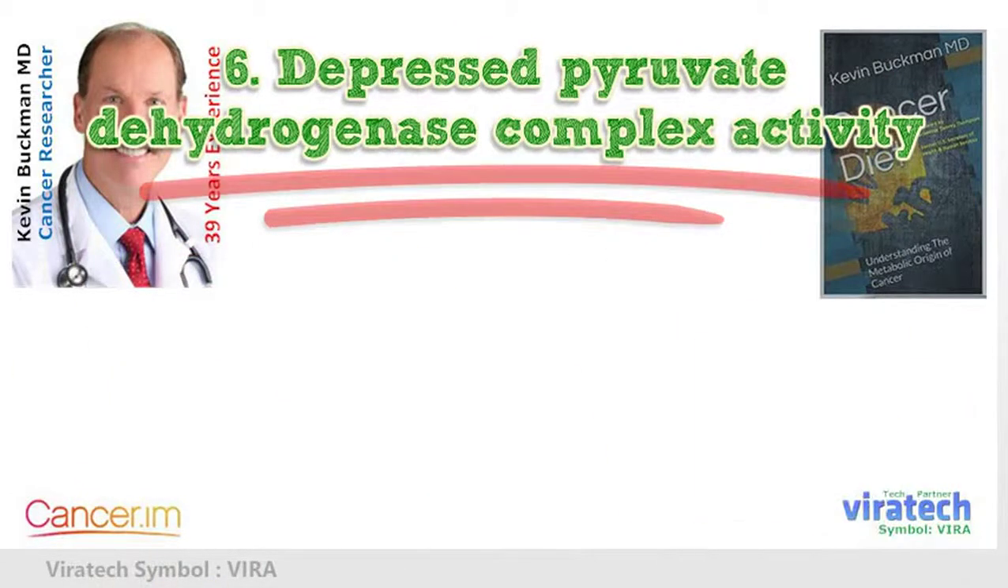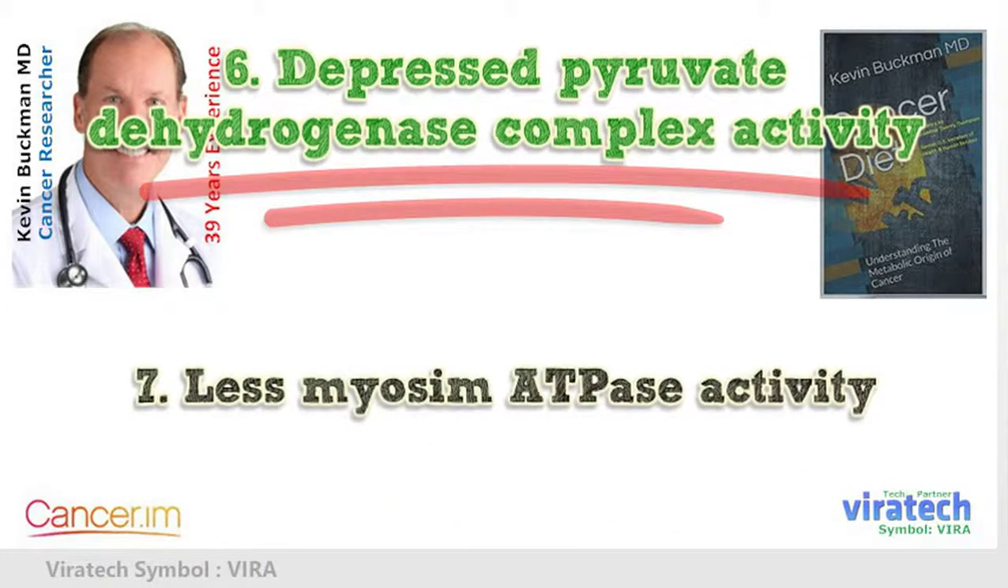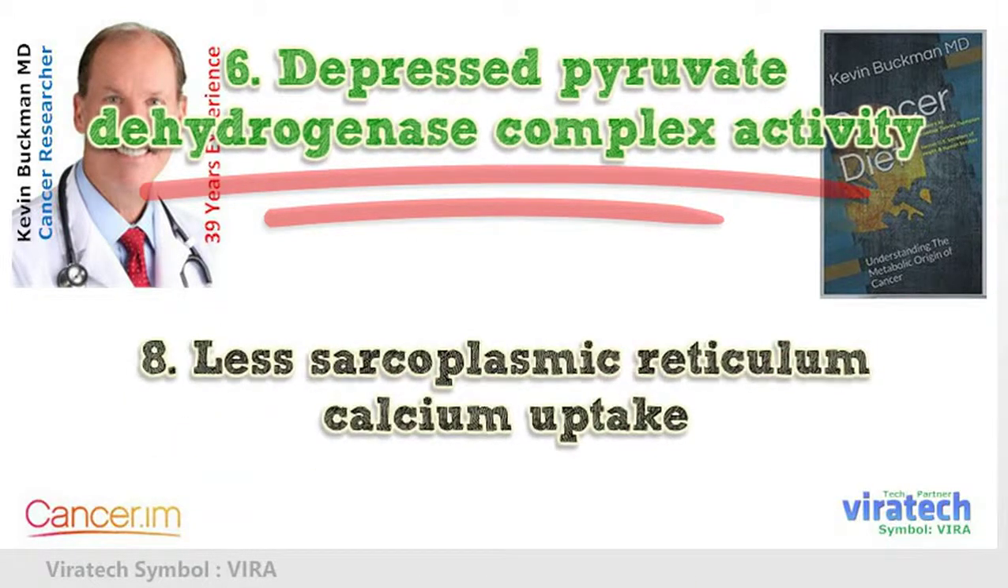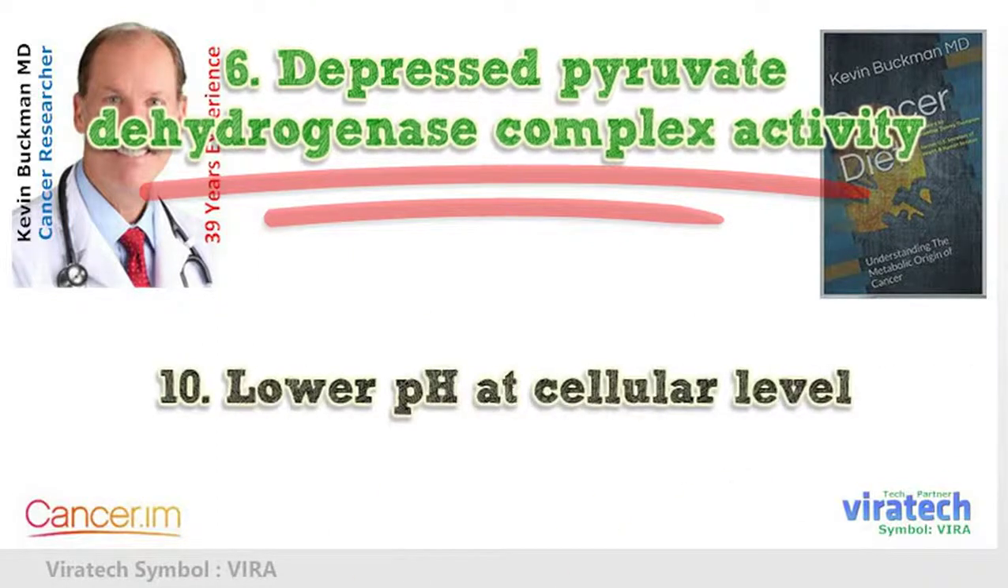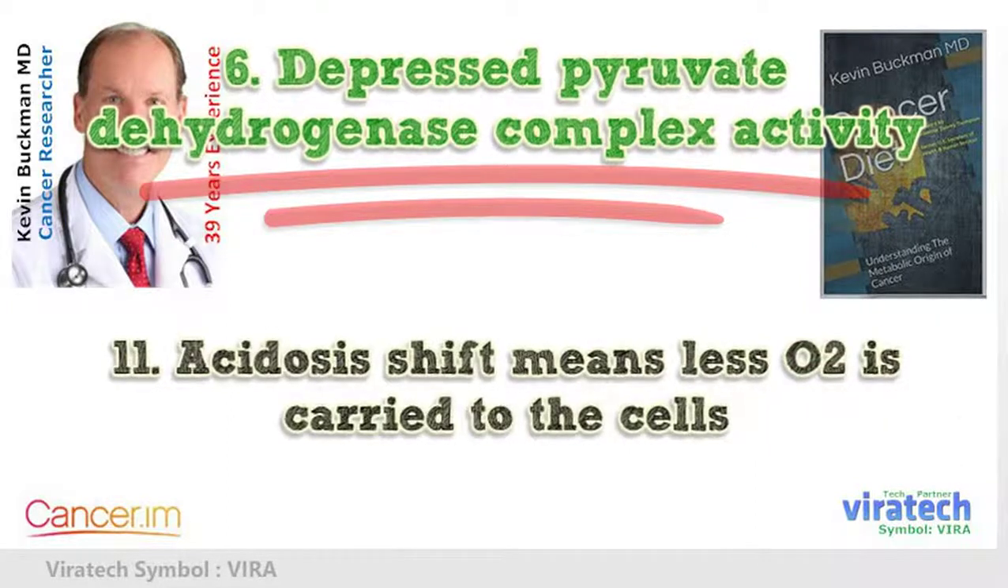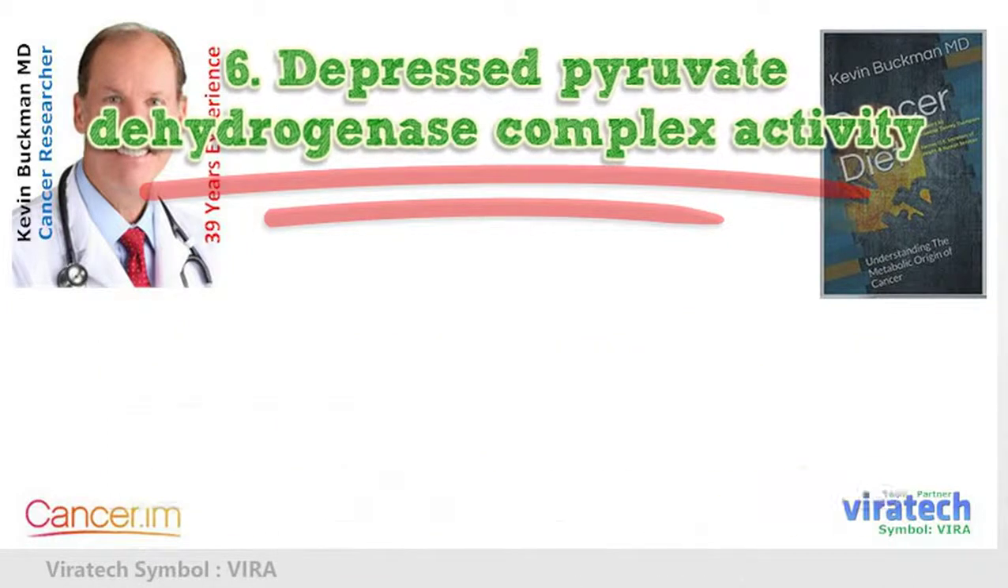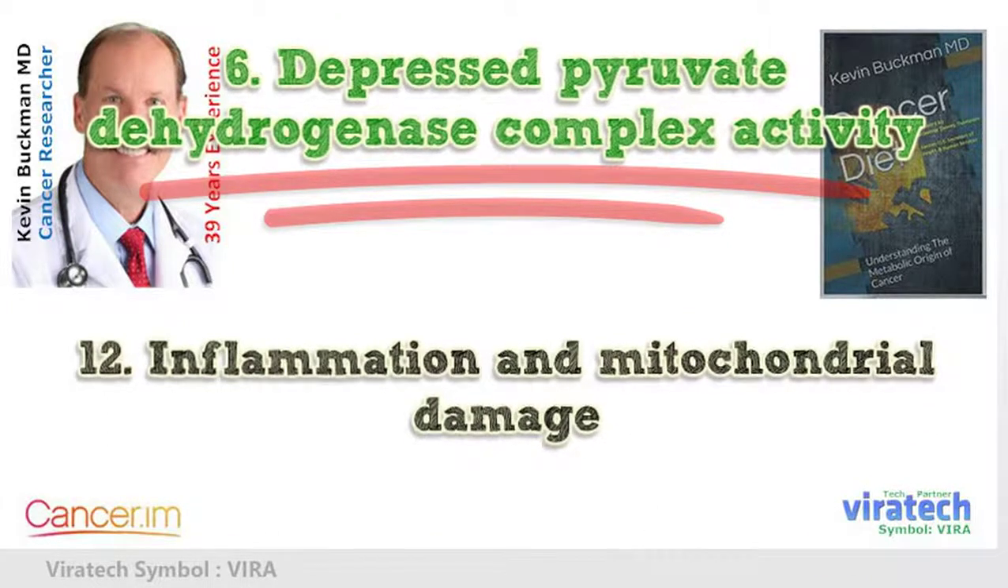6. Depressed pyruvate dehydrogenase complex activity. 7. Less myosin ATPase activity. 8. Less sarcoplasmic reticulum calcium uptake. 9. Degradation of membrane enzymes needed for cellular activity. 10. Lower pH at cellular level. 11. Acidosis shift means less O2 is carried to the cells. 12. Inflammation and mitochondrial damage.